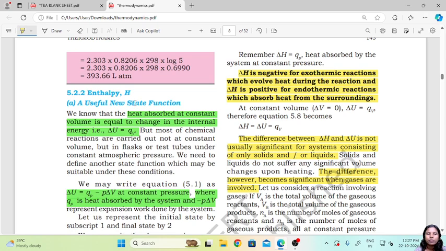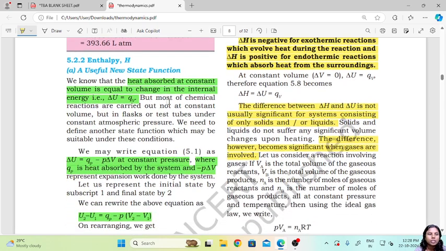Now in today's video we will learn about some of the state functions that are very useful to us. To begin with, let's talk about the enthalpy, that is denoted by the alphabet H. Now we know that the heat that is absorbed at constant volume is equal to the change in the internal energy. So delta U equals the internal heat energy that is being absorbed, that is QV at constant volume. Q is the heat and V denotes here the constant volume.